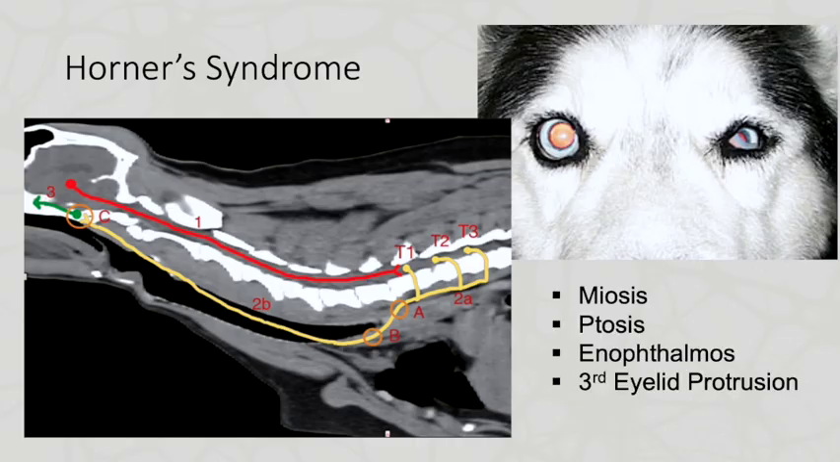So miosis is going to be the most important clinical sign when we're talking about Horner syndrome, but they typically also have ptosis, enophthalmos, and protrusion of the third eyelid because of that enophthalmos. And then for those that need to remember about horses with Horner syndrome, remember that they'll have sweating as well.